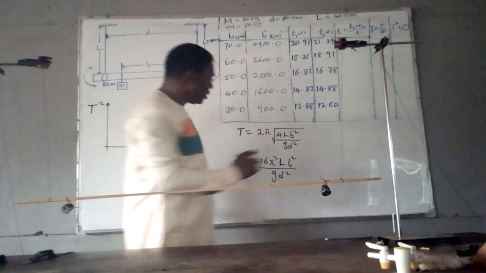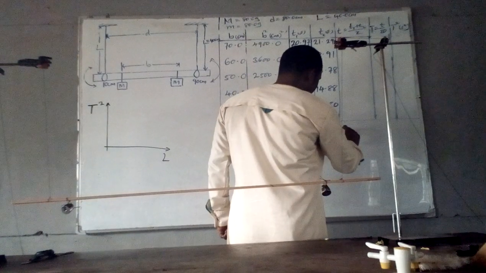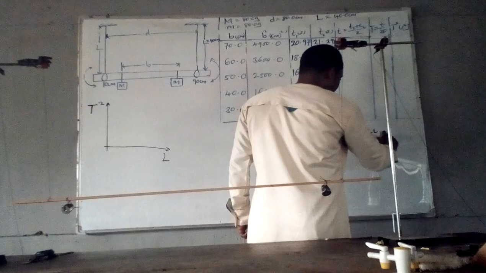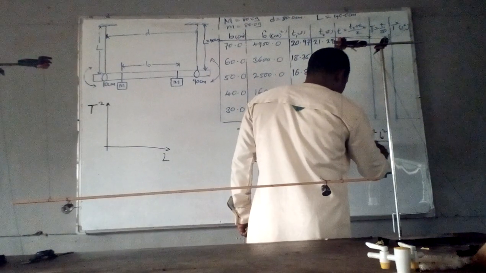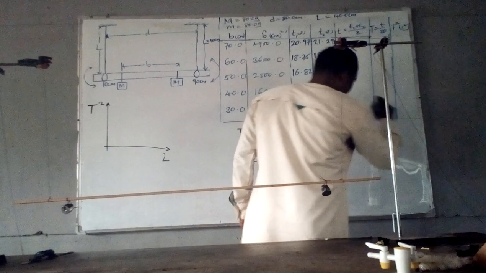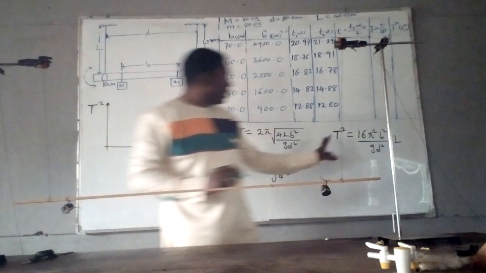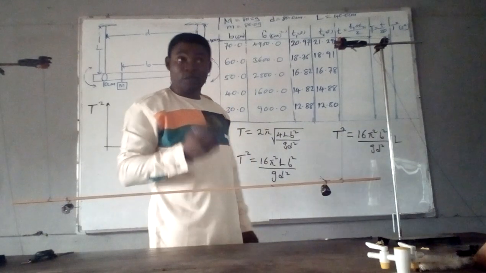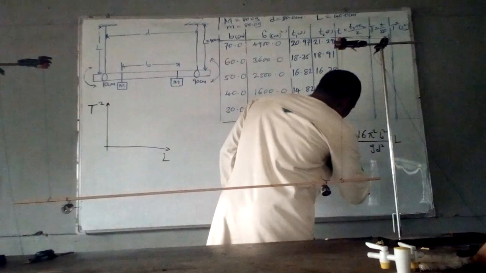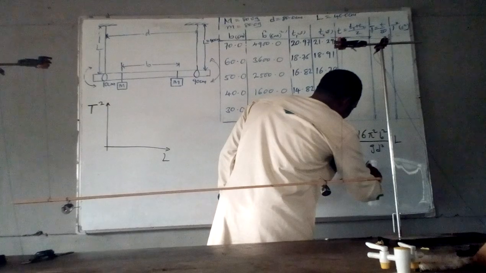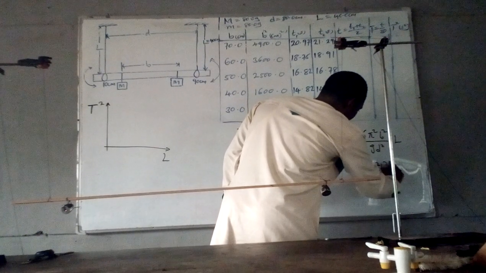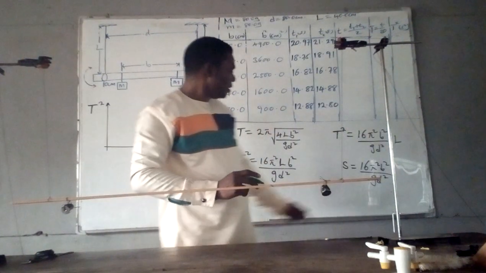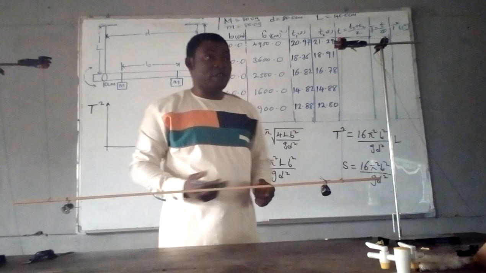So I can rewrite this equation as T squared equals 16 pi squared B squared over G D squared times L. So the graph of T squared plotted against L gives a straight line graph with no intercept. And the slope S of the graph will give us 16 pi squared B squared over G D squared. And from the slope, anything can be evaluated.